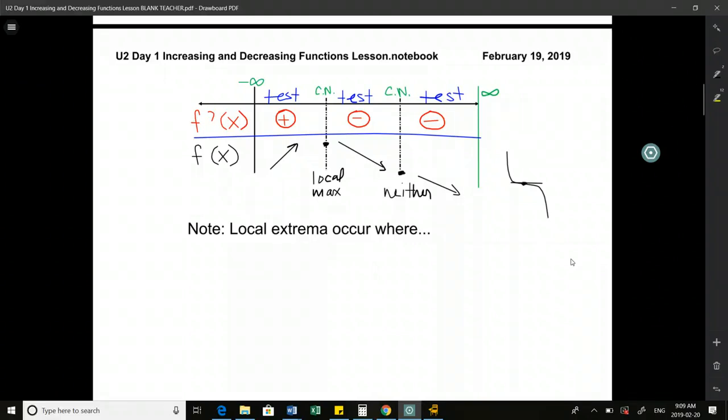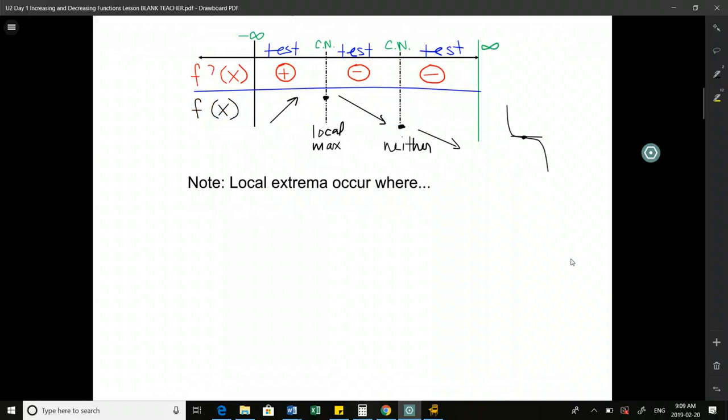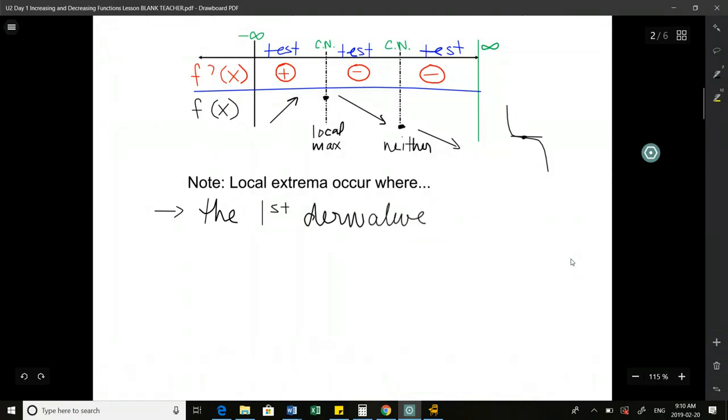Okay, so your local extrema are going to occur where the first derivative changes signs. Positive to negative or negative to positive. And then, of course, like we said, if the sign of the derivative does not change, like it goes negative, negative, or positive, positive, you do not have local extrema there. It can still be considered a critical number, but it's not a local min or local max.